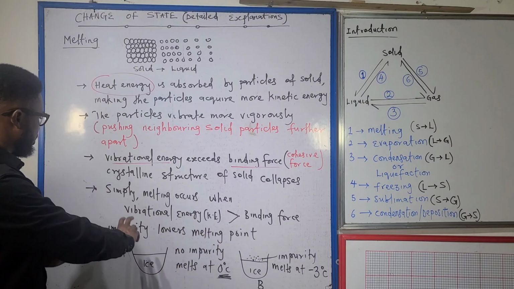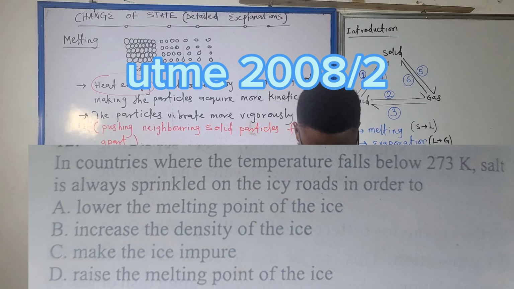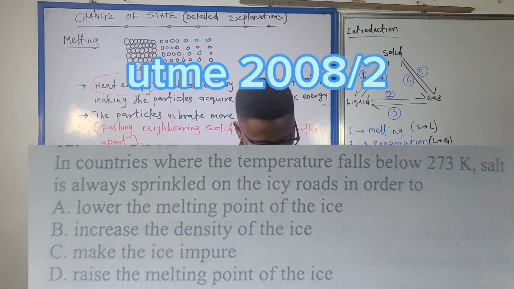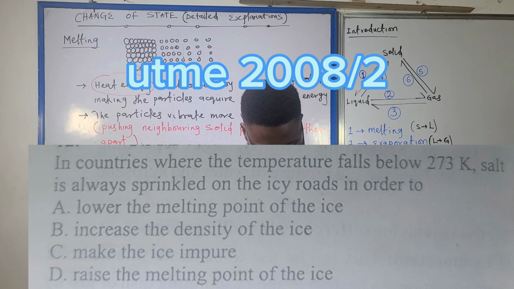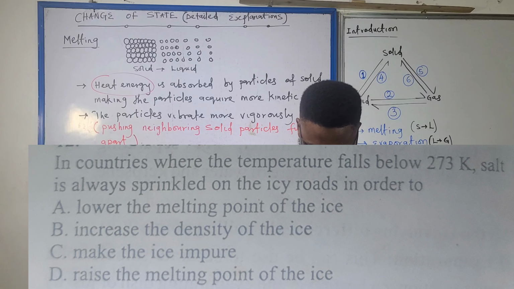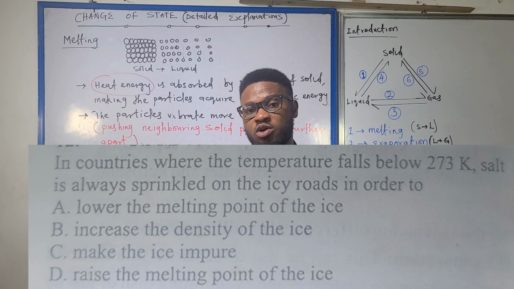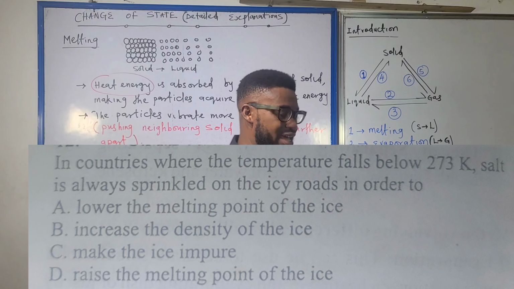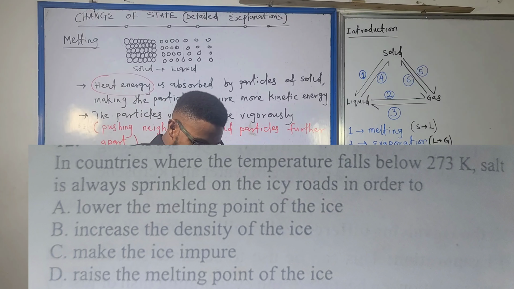We can back this up with a UTME question. Look at, as you can see on your screen, it says UTME 2008 question 2. In countries where the temperature falls below 273 Kelvin, salt is always sprinkled on the icy roads in order to, and you have options there. Why are we sprinkling salt on the icy road? It is simply because we want the ice to melt faster. Why will the ice melt faster? It is simply because presence of impurity lowers melting point.